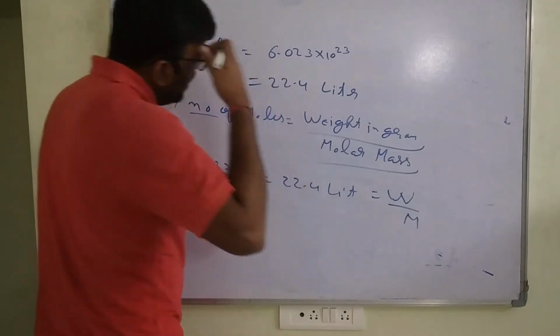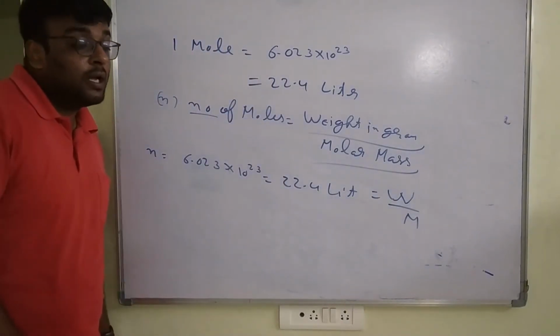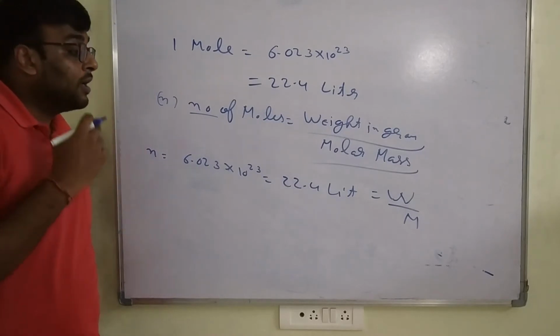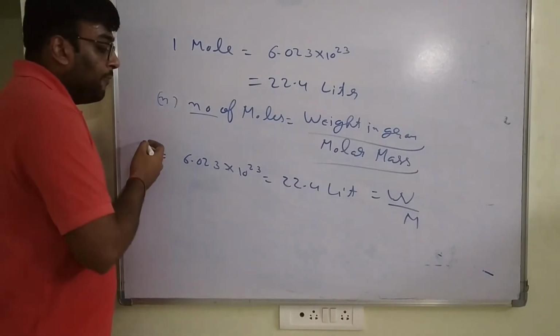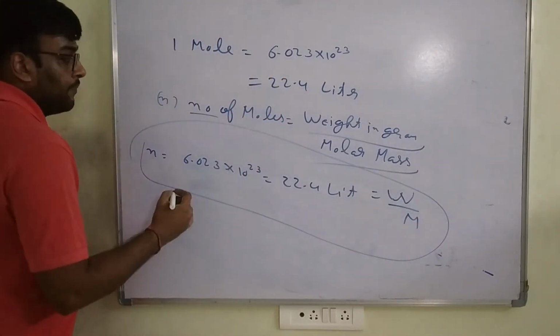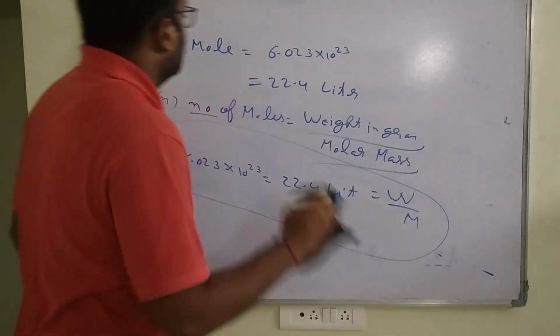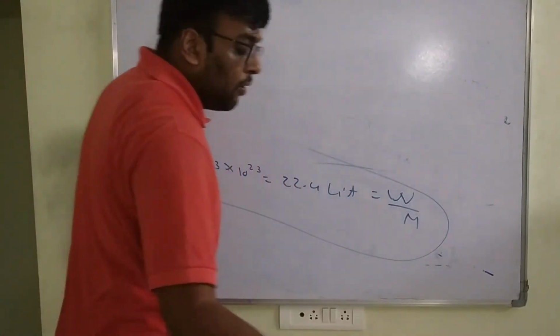W upon m, weight in gram upon molecular mass. In the basic fundamental numerical which comes in your 10th class, it also relates from 11th class. How does it relate? Suppose this is the basic unit. Suppose I am taking 10 gram. Look at the question over here. You have to apply only this formula all the time.